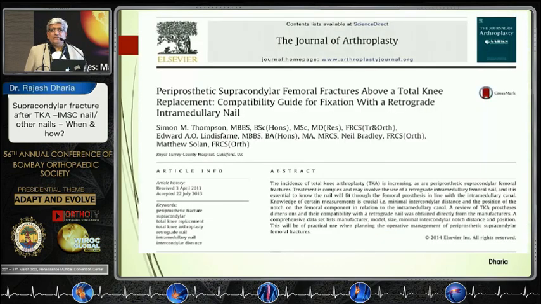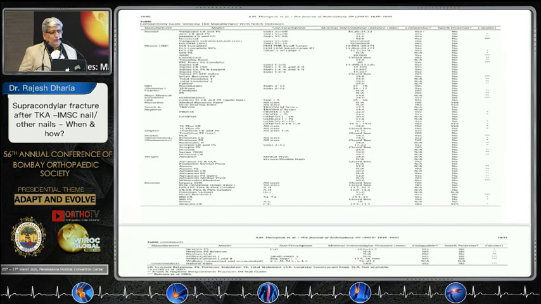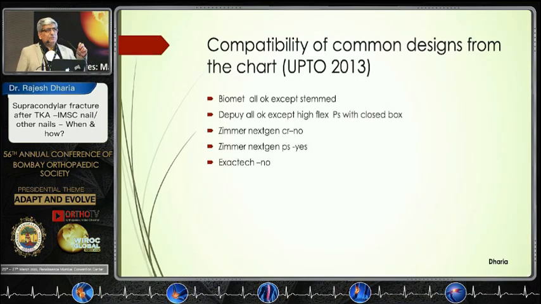Now, this is a very good article by Thompson where he has tried to analyze all the different types of femoral components with their intercondylar diameter and the distance from the anterior osteotomy phase, so that he has analyzed which are compatible with the nails and which are not. This is a whole list of existing implants till 2013 that he has done. It's a good article and very informative. I have tried to summarize the ones which we use commonly.